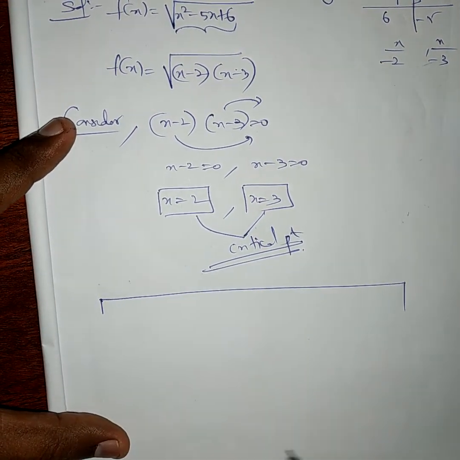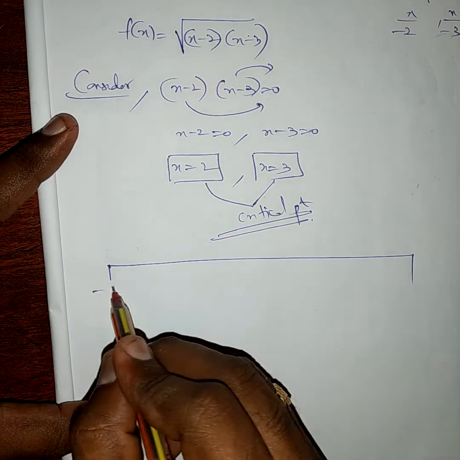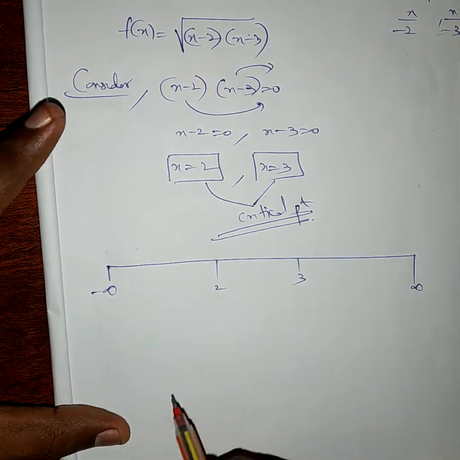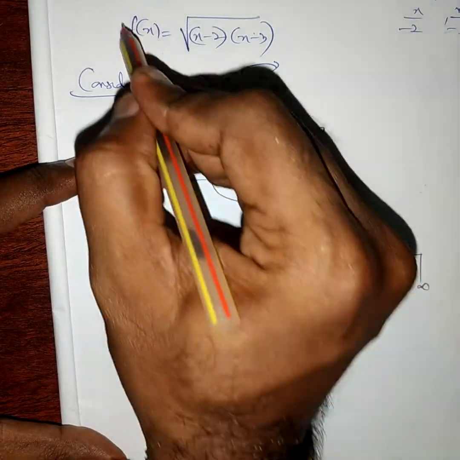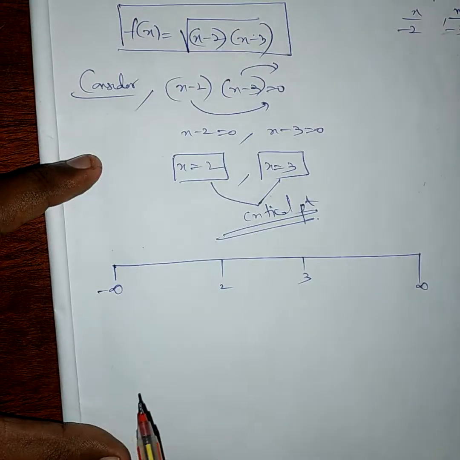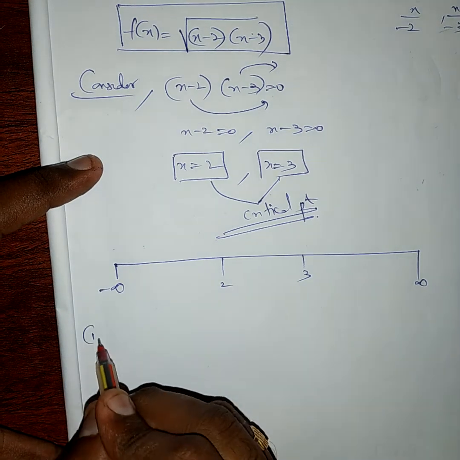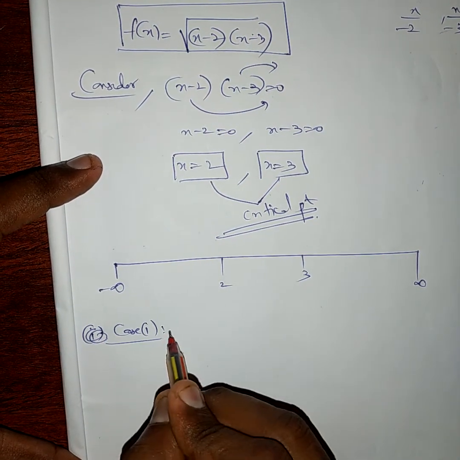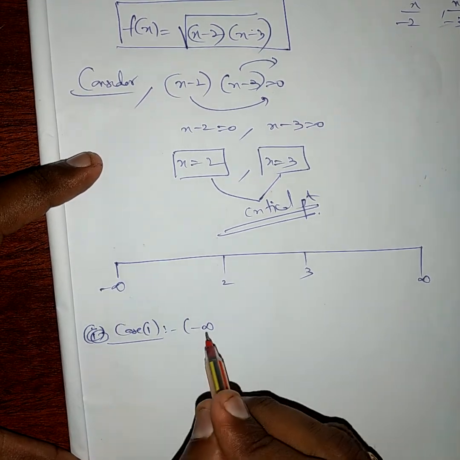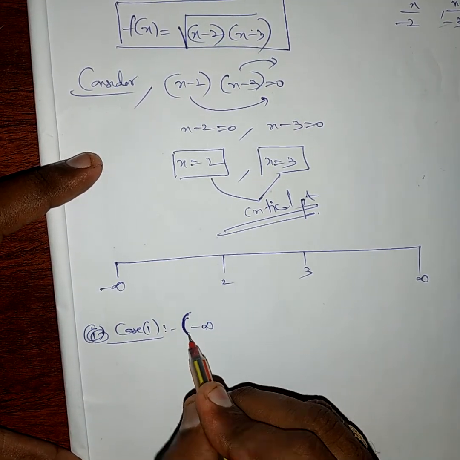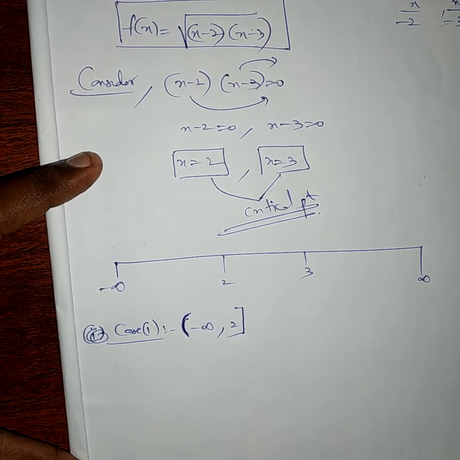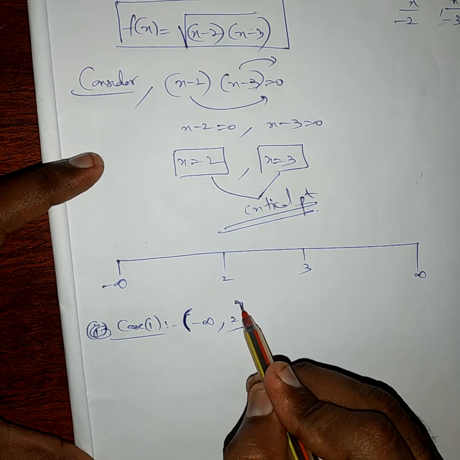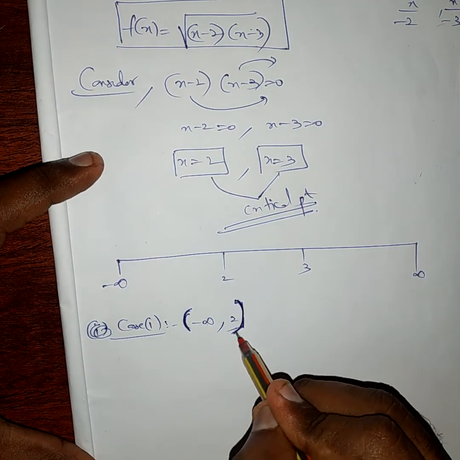Now I am going to map this on the real line, from minus infinity to plus infinity. Here 2 is present, here 3 is present. So this is the f of x value. First I am going to take subdivision 1, that is case 1. Minus infinity to 2 I am going to write in open interval. Both I am going to write in open only.